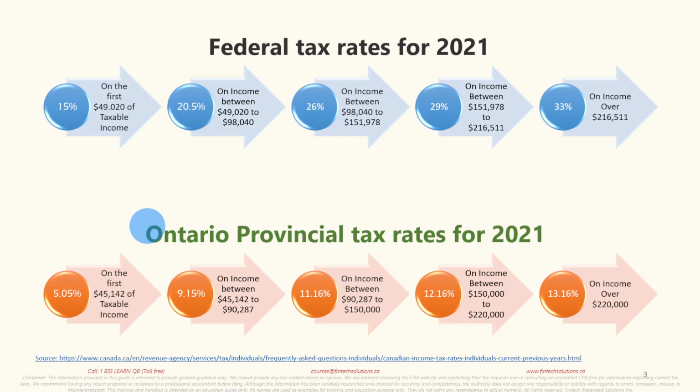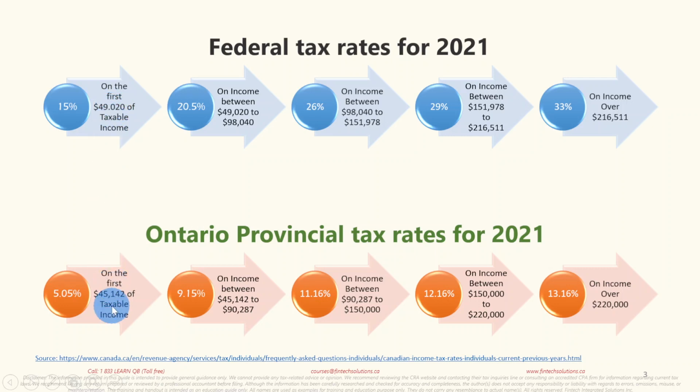Now, the provincial level works the same way. I'm going to take an example of Ontario in this case. Ontario starts with a rate of 5.05% on the first 45,142 of taxable income. So the difference is that Ontario's first bracket ends at 45,142, whereas the first bracket in the federal case is at 49,020.